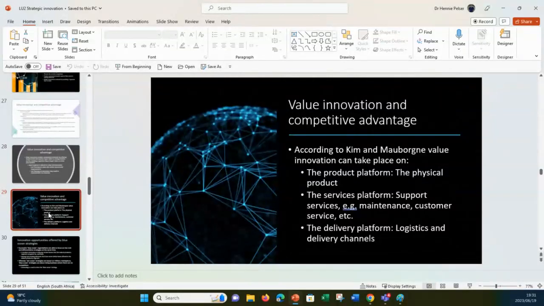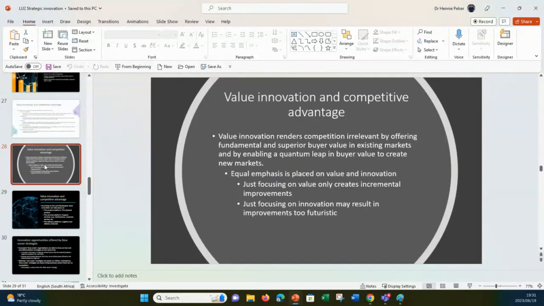In terms of value innovation, the expectation nowadays is based on the reality that people want value for money. We talk about these quantum leaps, and it's quantum leaps in buyer value and creating new markets. The key thing is that it's not about gimmicks. Value innovation is about adding value in such a way that you avoid being gimmicky. So you don't want to create innovations that suggest that this is a gimmick. You want to add value all the time.